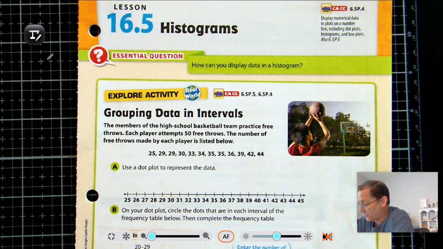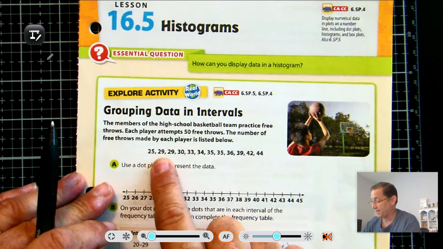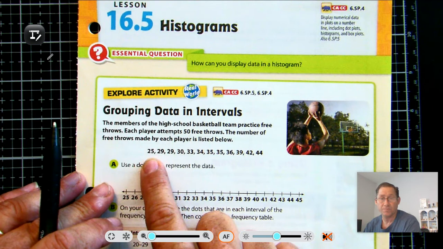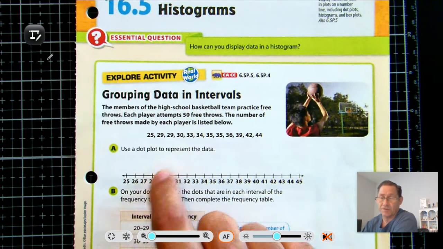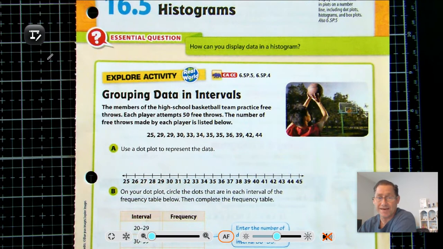All right, so the members of the high school basketball team practice free throws. Each player attempts 50 free throws, and the number of free throws made by each player is listed below. So we have our data, and they've actually listed it in order from least to greatest for us. And so we're going to use a dot plot, like we learned in our previous lesson, to represent the data.